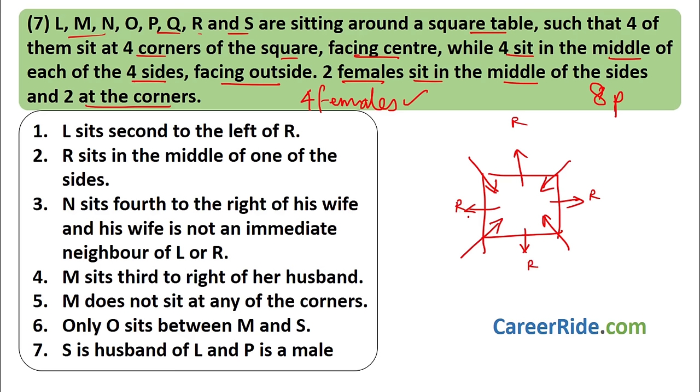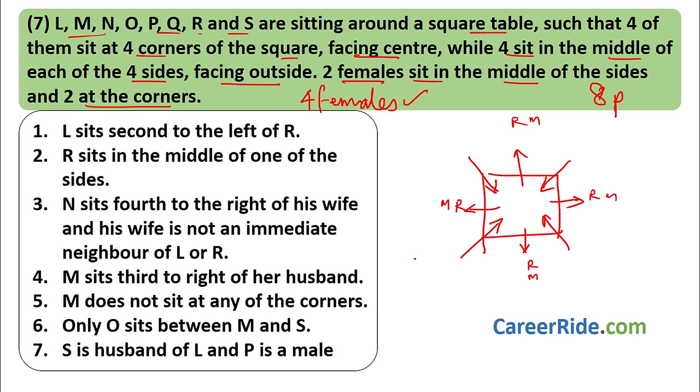N sits fourth to the right of his wife, and his wife is not an immediate neighbor of L or R. Not useful. M sits third to right of her husband. M does not sit at any of the corners. Again, M can be here, M can be here, M can be here, M can be here, but not sure. Okay. Only O sits between M and S. Again, we do not know. S is husband of L and P is a male.